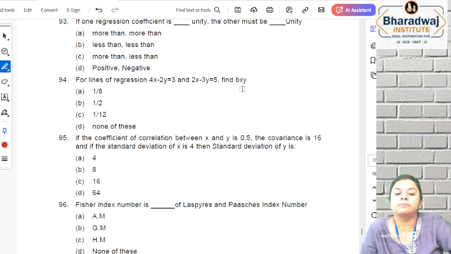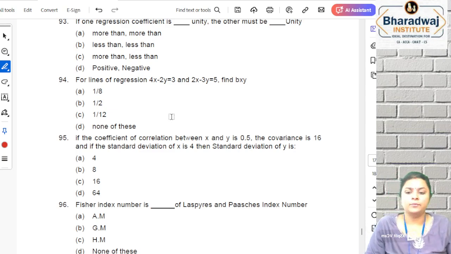For the lines, find bxy. So what you have to do? Which one is x on y? Once you find that, you can put bxy. Whichever is the greater coefficient, keep it on the left. So the first equation is kept as x on y. So the value will be 2 by 4, the answer is 1 by 2. Correct? 4x minus 2y is equal to 3. If I keep 4x on the left side, 4x is equal to 3 plus 2y, or x is equal to 3 by 4 plus 2 by 4y. 2 by 4 is written as 1 by 2.